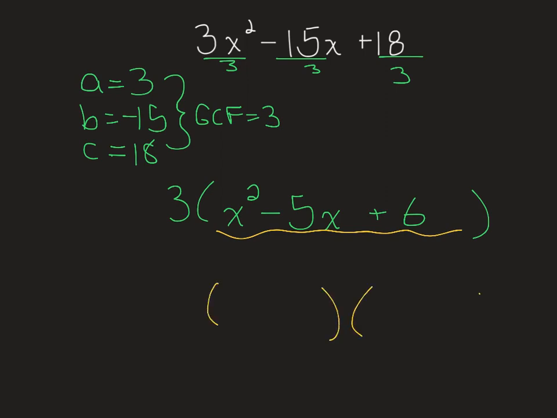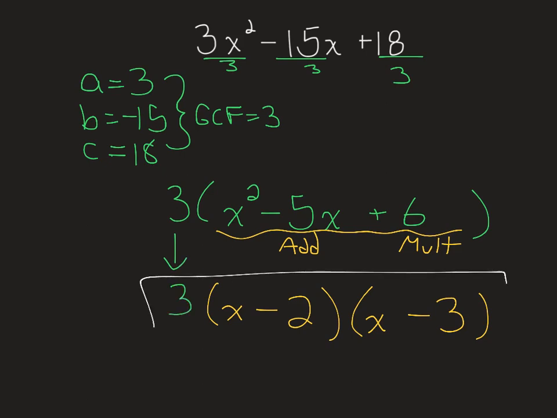Okay, so regardless of what method you chose, hopefully you were able to find that your factors should be x minus 2 and x minus 3, because negative 2 times negative 3 does give us positive 6, which is what we had to multiply to. And negative 2 plus negative 3 does give us negative 5, which is what you had to add to. Again, your GCF was 3, so we bring that down, and that would be our final answer.